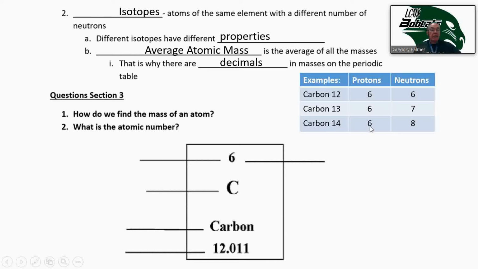And carbon-14 has still 6 protons because it's carbon. If it didn't have 6 protons, it would not be carbon. But it has 8 neutrons, so its nucleus is a little bit heavier. 8 plus 6 is 14, and that's where this mass comes from.